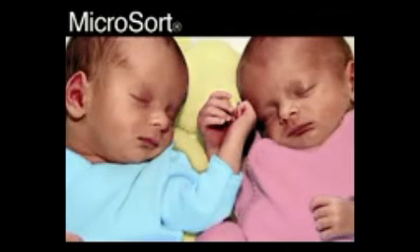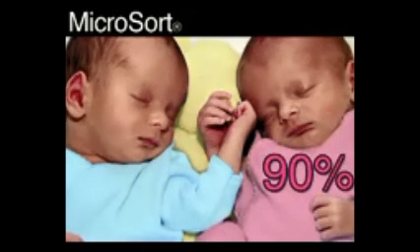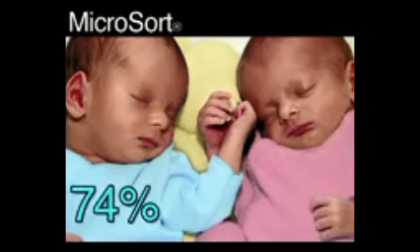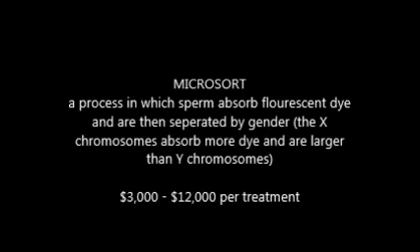Due to the expense of in vitro fertilization and the reluctance of most clinics to use it for sex selection, alternatives have become commercially available. Some parents turn to a technique called microsort, which is about 90% effective for girl babies and 74% successful for boys.